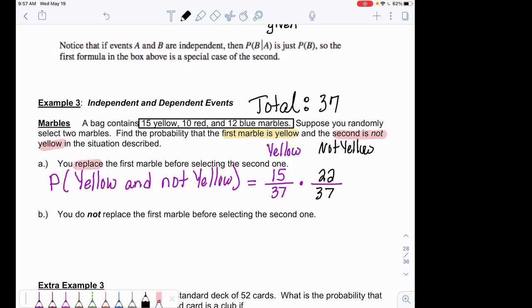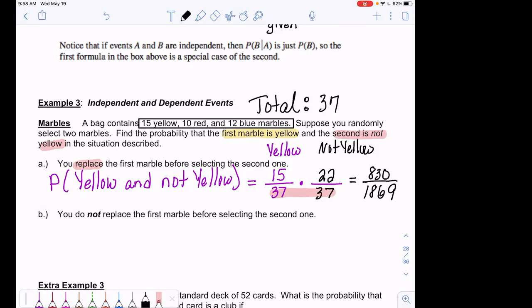So I have the probability of a yellow marble, the probability of the marble that is not yellow. So probability of one, probability of the other, and then you multiply them together. Now, when you multiply fractions, you need to multiply the numbers on top. So I don't want you to put the fraction in your calculator. I want you to take 15 times 22. Oh, Haley, what is 15 times 22? 330. And then on the bottom, you're going to multiply 37 times 37. And Haley, that number is?